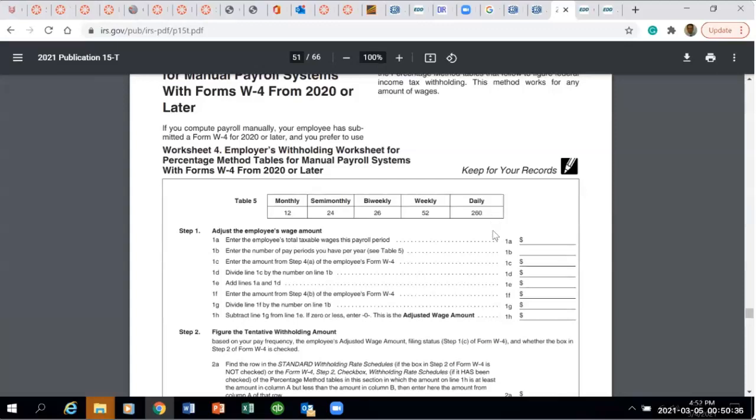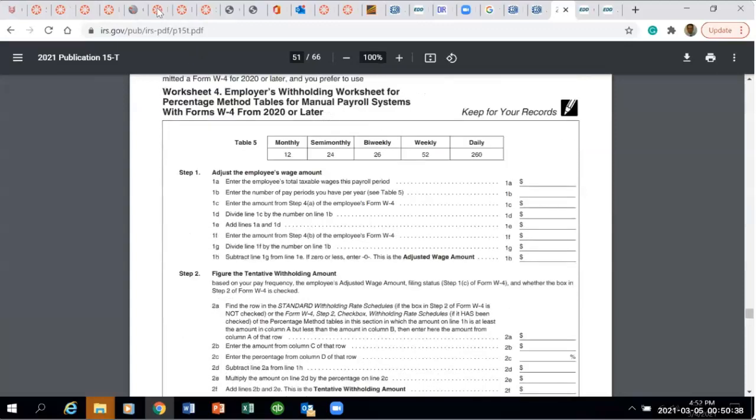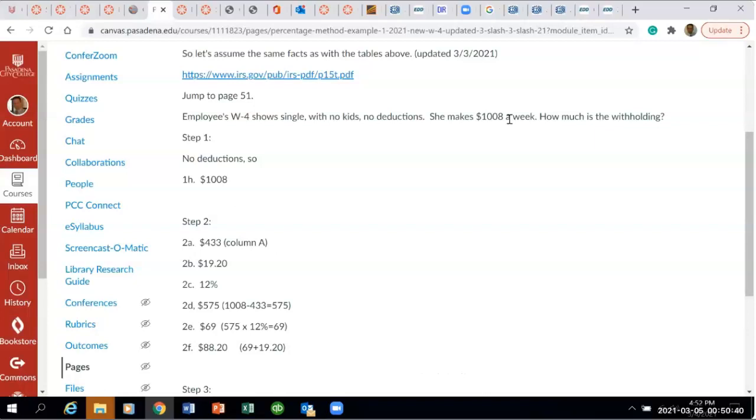So we do it in here. Let's look at the problem one more time. Is this very similar to the previous one, right? The previous one was the older version W-4 with one allowance. And this one is a newer version W-4, same person with same income, and obviously no kids, so no dependent.